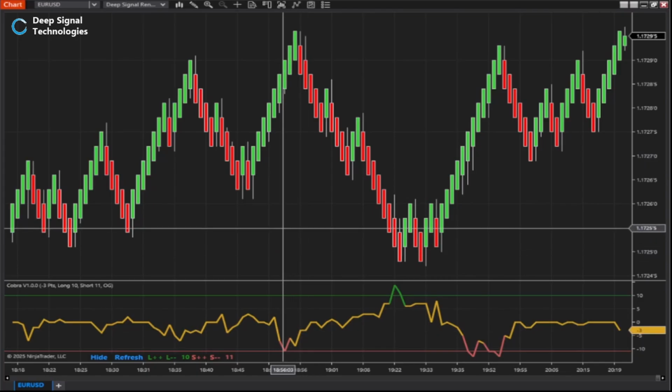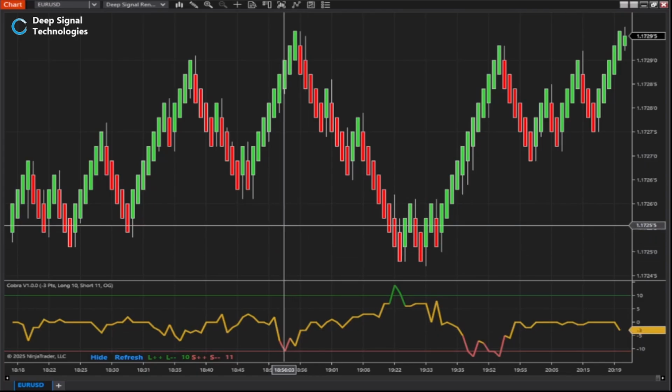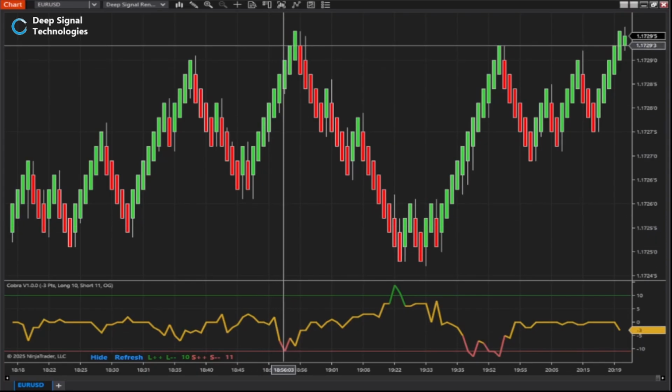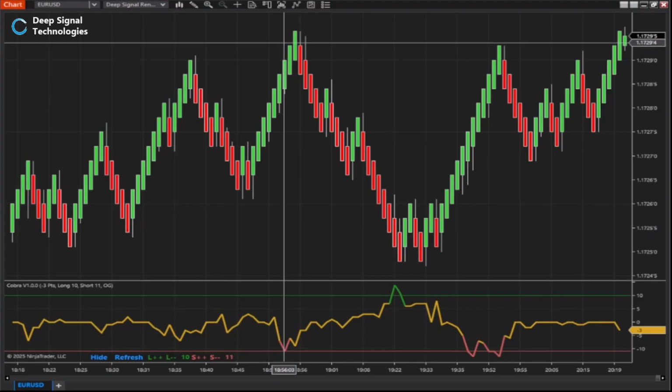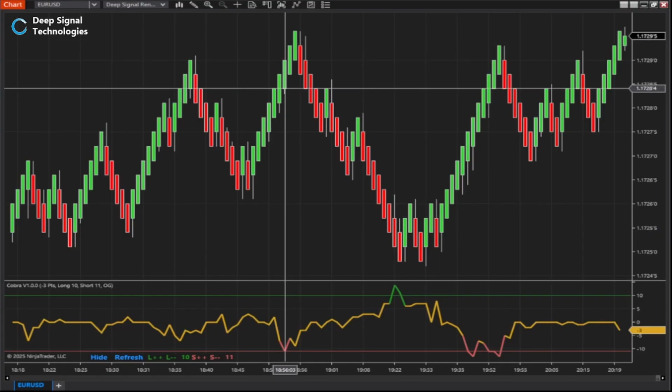Same with this one right here. This one here is actually in the middle of the trend, and there's no red confirmation afterward, so this would be a continuation signal.